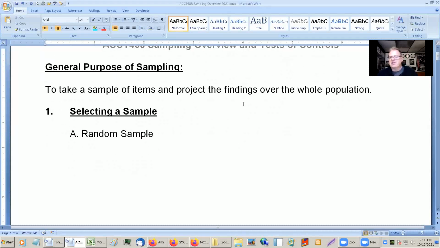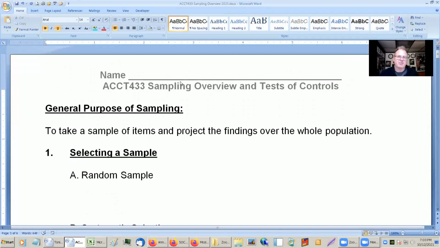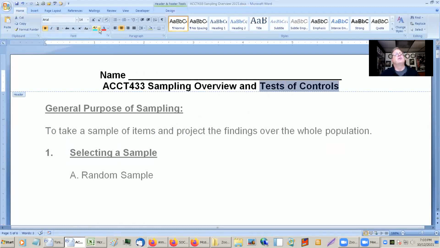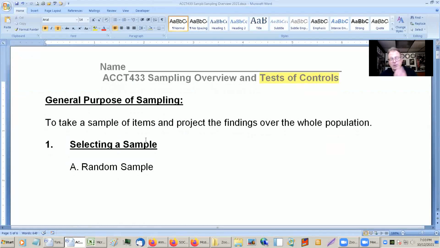So this is the last of the sampling handouts. It picks up some stuff that wasn't covered in the first two. And then it goes into tests of controls. I think page 5 has those. But anyway, we'll go through some of these.